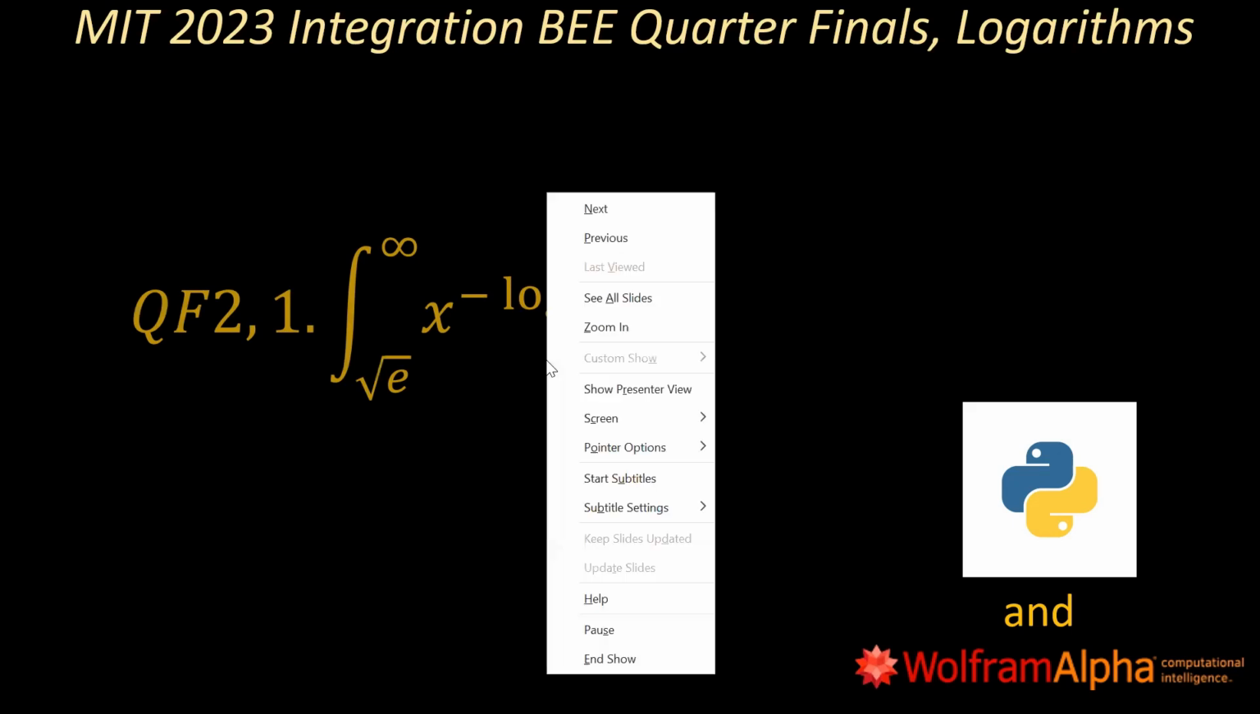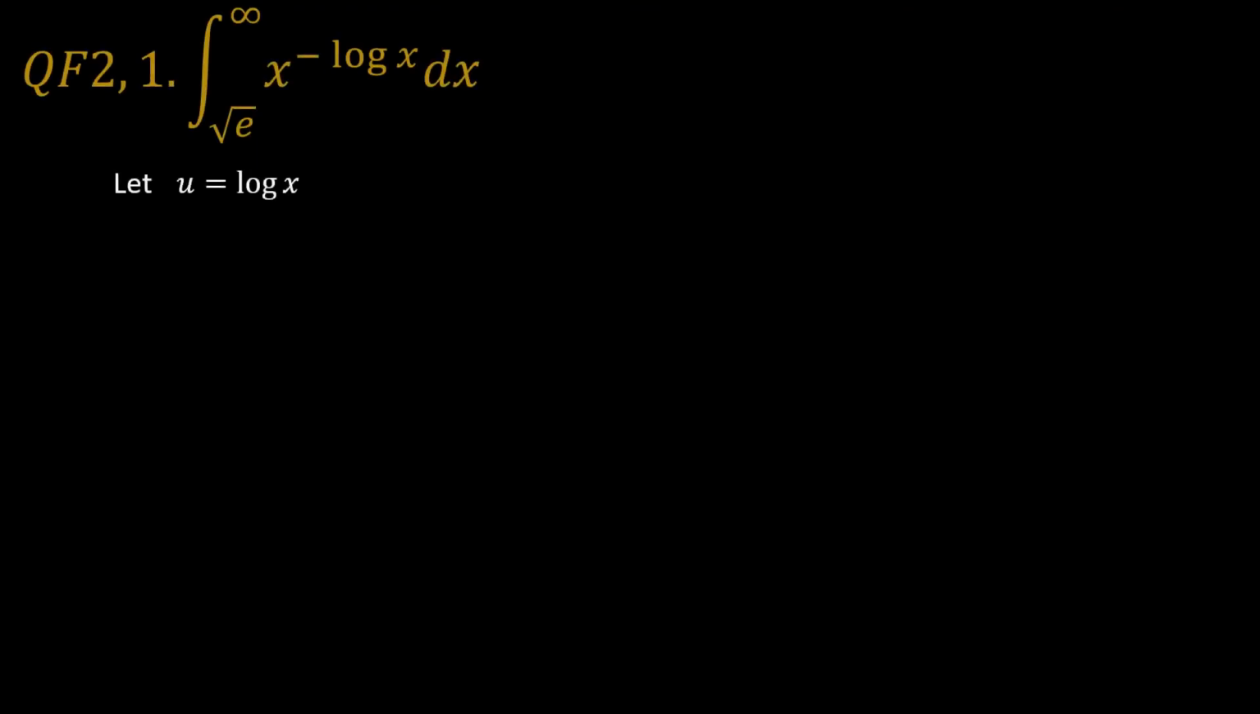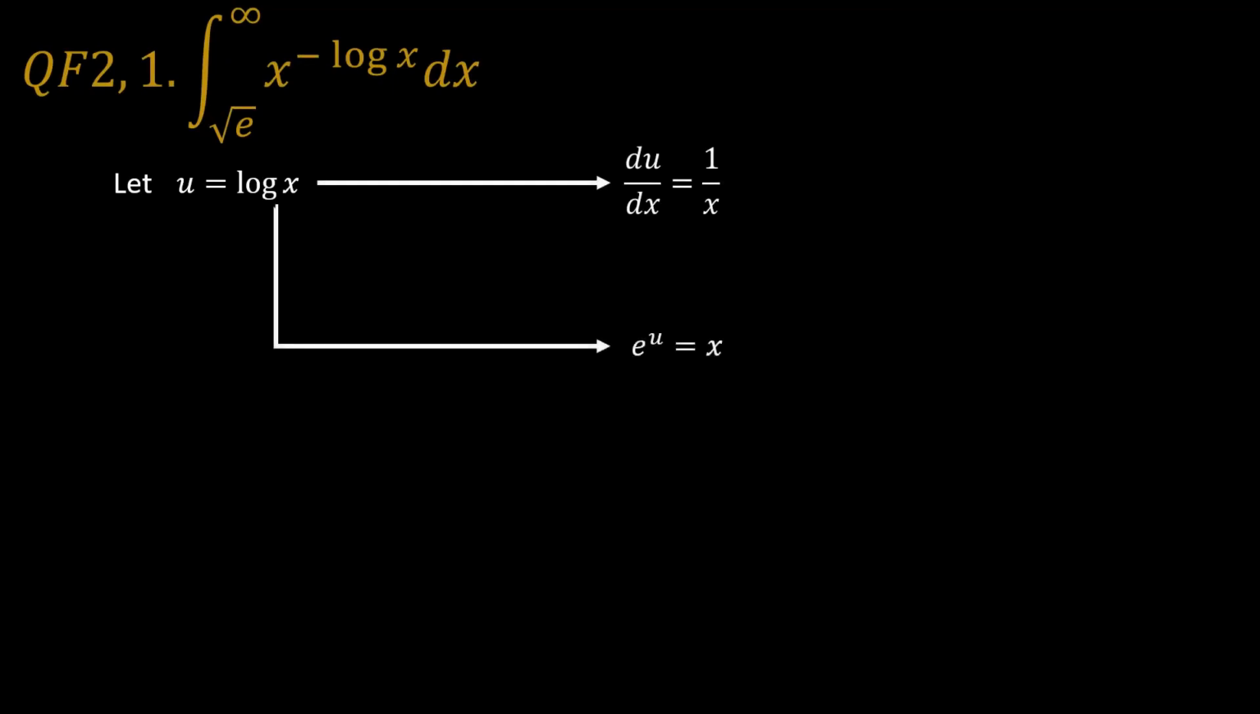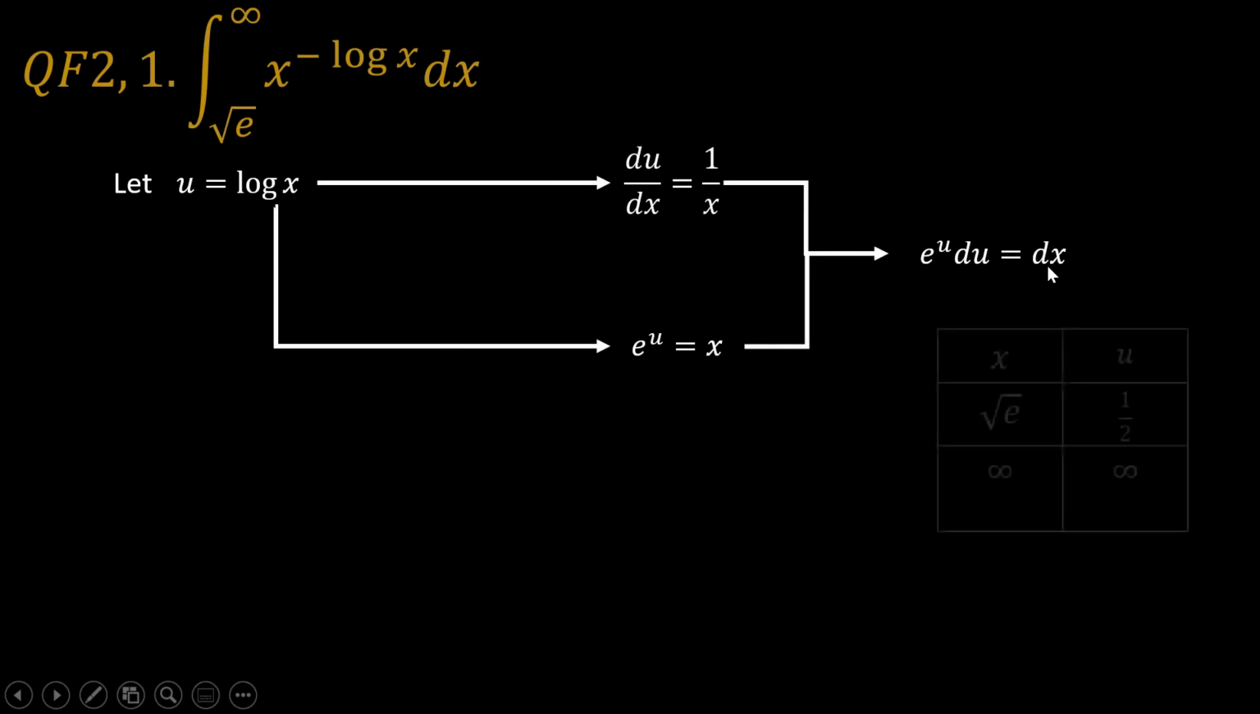So we're going to begin attacking this question by, first of all, supposing that u be equal to log x, such that du dx is 1 over x. And also from that expression, we know that e to the power u will be equal to x. And therefore, combining these two expressions, e to the power u du is equal to dx.